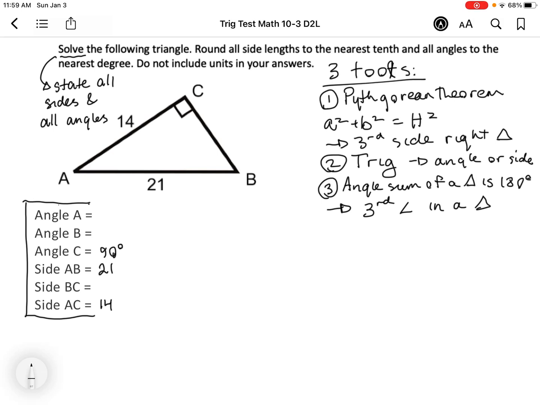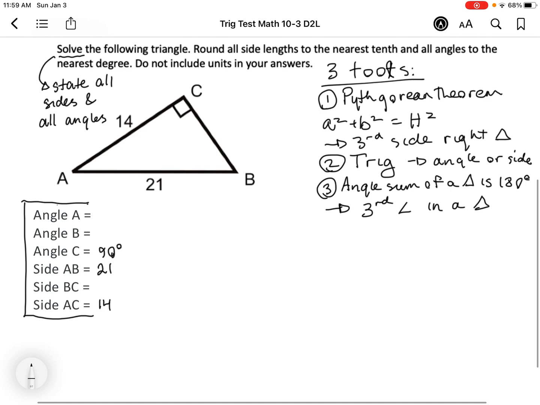Okay, so if you think about where can we start here? Well, we could start by using the Pythagorean theorem to get this side. That's one option. Or we could use trig to get one of the two unknown angles. And it really doesn't matter where you start. Okay, so let's say we decide to start with Pythagoras and start to get side CB.